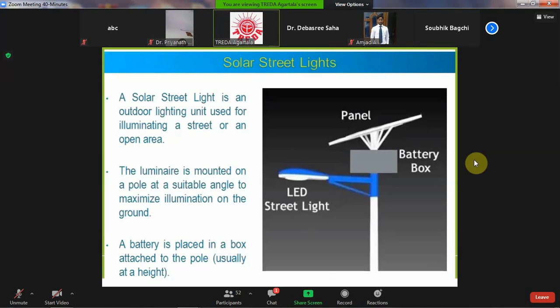Now the solar street lighting system and outdoor lighting system are used for illuminating the street or an open area.